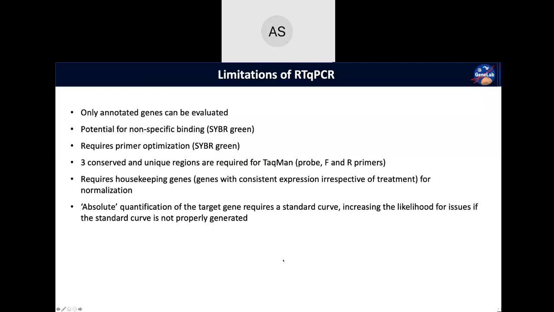Absolute quantification of the target gene is achievable through this method, but you have to have a standard curve. So basically you run qPCR on a sample for which you have controlled the amount of your target that is there. And so you create a standard curve. So basically you know how many cycles equals what concentration of your starting material. And that could increase the likelihood for issues if the standard curve is not properly generated. I have run into that issue before in the lab.